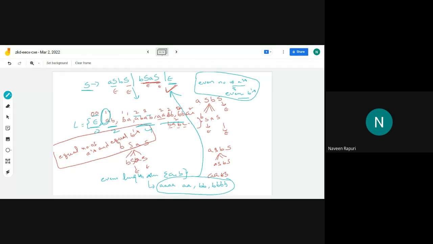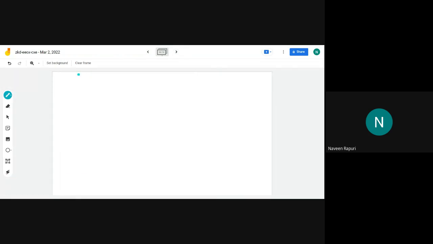So we are giving the answer as equal number of A's and equal number of B's. The order may be anything. First, we can start with A's or we can start with B's, sir. So this is the way to find the language for the given grammar.